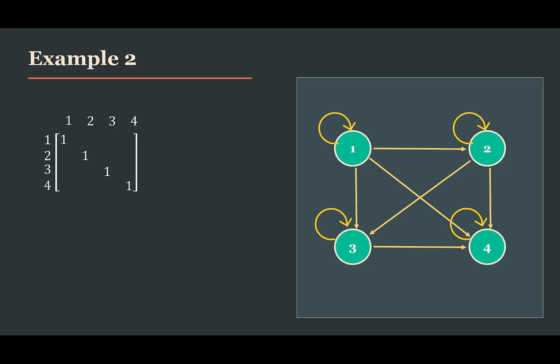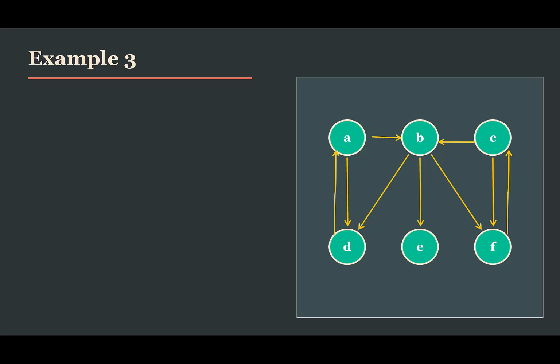Then we have an arrow from 1 to 2, 1 to 3, and 1 to 4. So we put 1s in the remaining entries of row 1. 2 goes to 3 and 2 goes to 4, which means we put a 1 in row 2, column 3, and in row 2, column 4. 3 goes to 4, so in row 3, column 4, we put a 1. 4 only maps to itself, so we don't have to add any additional 1s. The rest of the entries in the matrix will again be zeros.